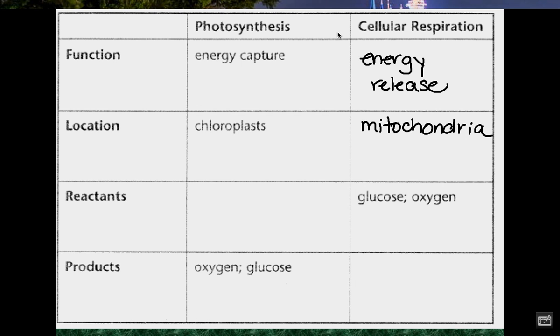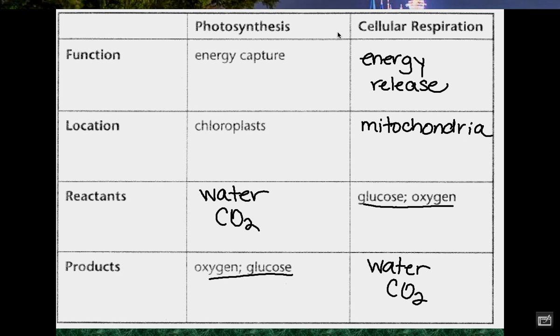The reactants of photosynthesis are water and carbon dioxide. For cellular respiration, it's glucose and oxygen. Notice here, the reactants here are the products here. So the products of cellular respiration, we produce water, and we also produce carbon dioxide. That's one of the main reasons why they are opposite processes. The reactants in one are the products of the other, and so these guys just keep cycling around. We make water and oxygen, it goes over to here, and then cycles around.